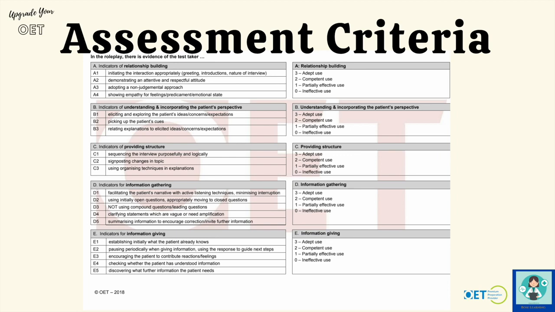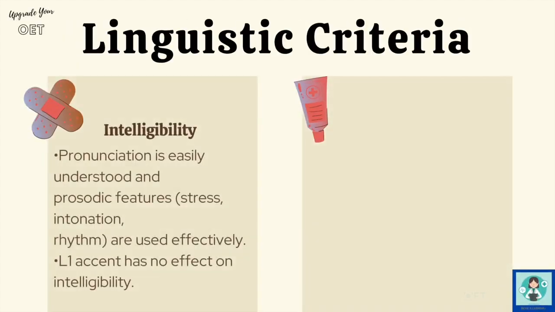The second half of the assessment looks at clinical communication, and here the scores are out of 3, and there are 5 different categories: relationship building, incorporating and understanding the patient's perspective, providing structure, gathering information, and giving information. If you want more information about all of this, take a look at our other videos which go into this in far more detail. But as I say, I want to pick out a couple of things which really do push those grades higher. And the first one comes from the linguistic criteria, and that's intelligibility.